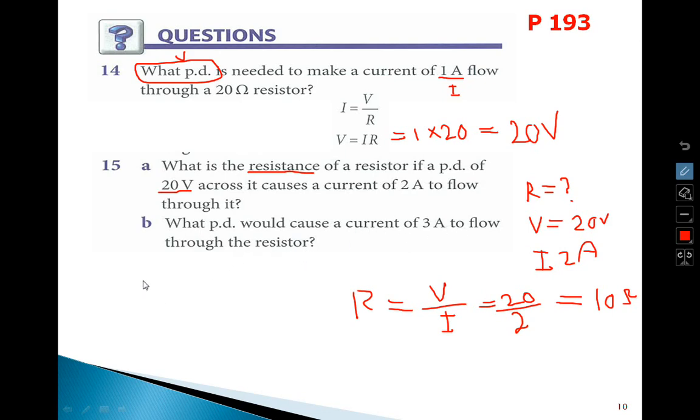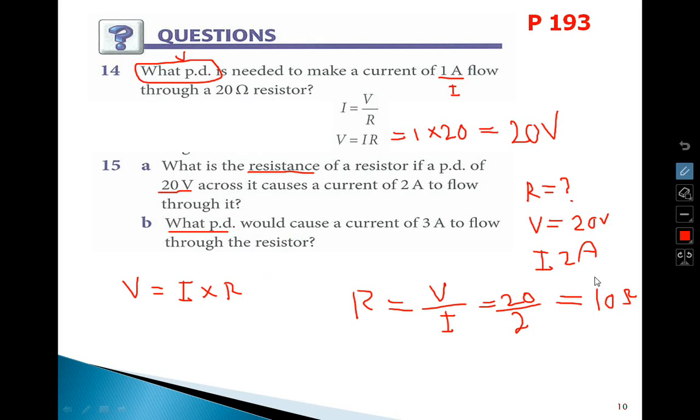Section B, or part B: what PD would cause a current of 3 ampere to flow through the resistor? We need to find the PD, which is V, equal to I times R. So we have different parts here. The first one shows how to find V if we have the values of I and R. The second one shows how to find R if we have V and I. Now, with the same resistor, we need to find the PD that would cause a current of 3 ampere to flow.